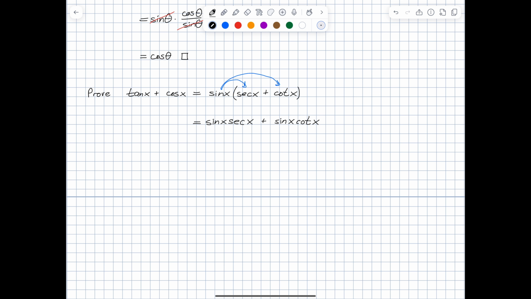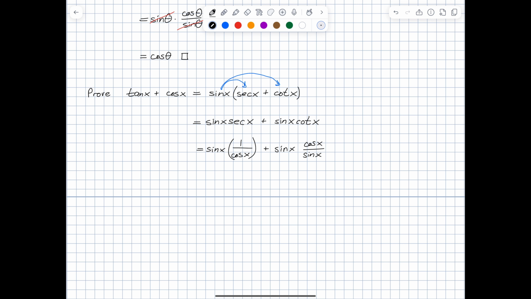From here, I can use my basic identities, and I can put everything in terms of sine and cosine. So instead of secant, I'm going to put 1 over cosine. So I'll have sine x multiplied by 1 over cosine. And then for the second term, I'm going to have sine x, and I'm going to swap out cotangent. I'll put cosine over sine.